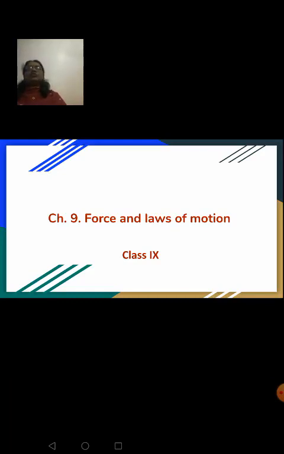done law of conservation of momentum, and we had learned the derivation from which we got that MAUA plus MBUB is equal to MAVA plus MBVB. That is, initial momentum is equal to final momentum, or total momentum before collision is equal to total momentum after collision. So whenever you are talking about conservation of momentum, there is no external force acting there, right?